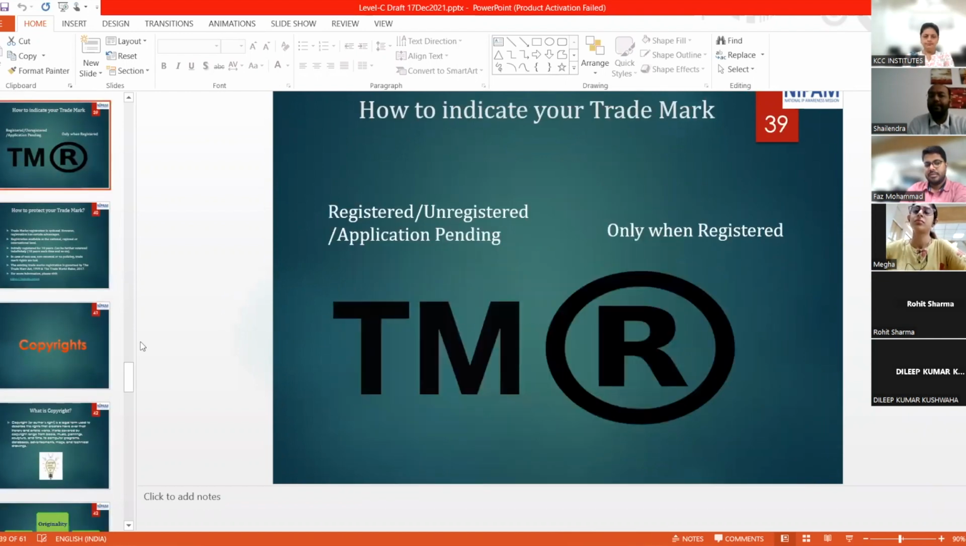Recognition: you must know that registered trademark means an R must be written over that bottle or whatever product you have seen, like a Bisleri bottle. After Bisleri, you must have seen that R is written over there. So what it means is it's a registered trademark. In a similar way, if TM is written, it means that person has filed for the registration of the trademark and the process is still going on.